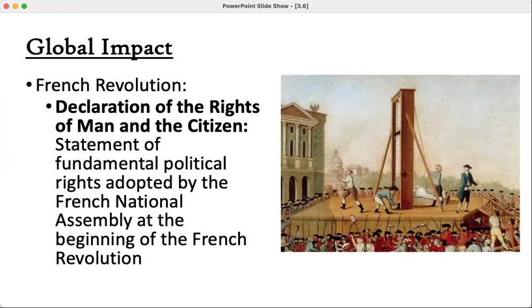The new National Assembly issues the Declaration of the Rights of Man and Citizen. It is a statement of the fundamental political rights adopted by the French National Assembly at the beginning of the French Revolution: liberty, the right to property, security, and resistance to oppression. It is very similar language to the Declaration of Independence, and it is not a constitution.